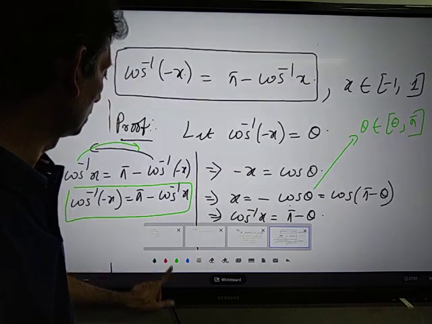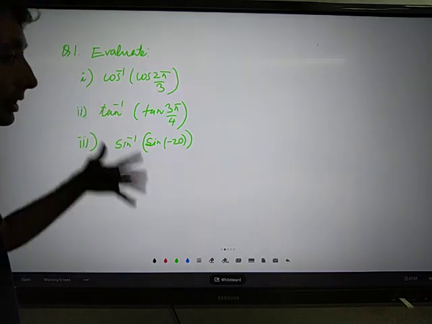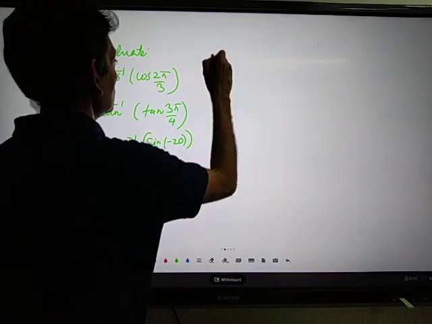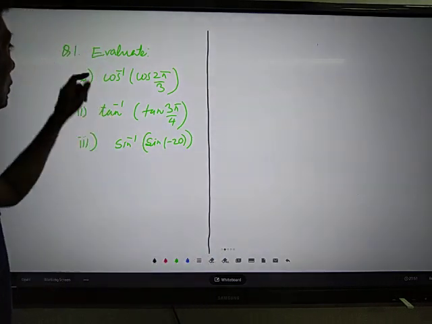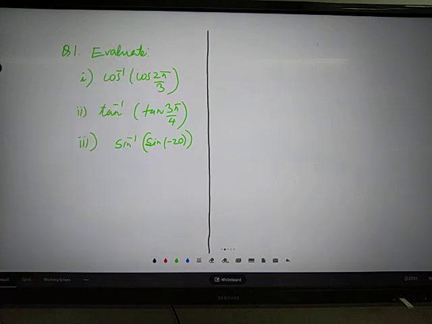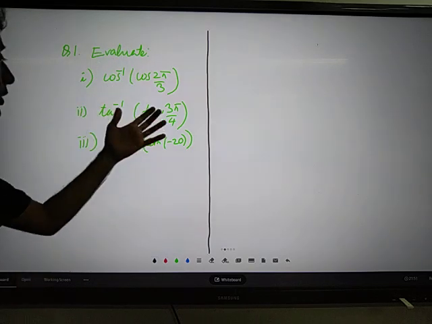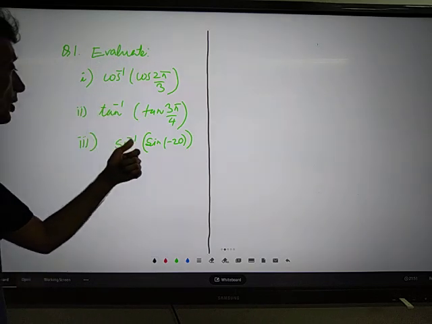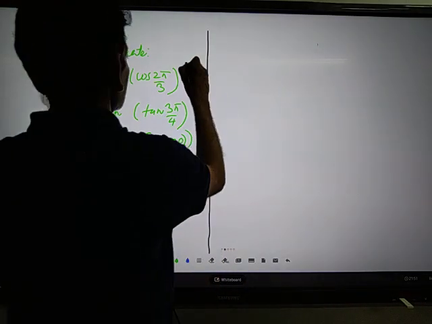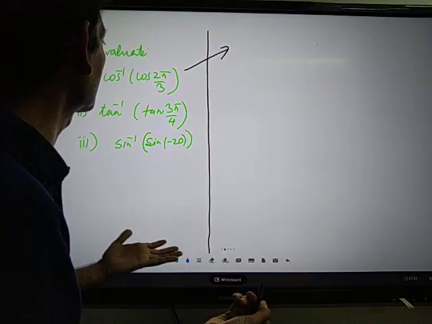So we are going to take some questions. Now evaluate. What's the question? Evaluate cos inverse cos 2 pi by 3, tan inverse tan 3 pi by 4, and sine inverse sine minus 20. How to prove this? This is just one-step answers.